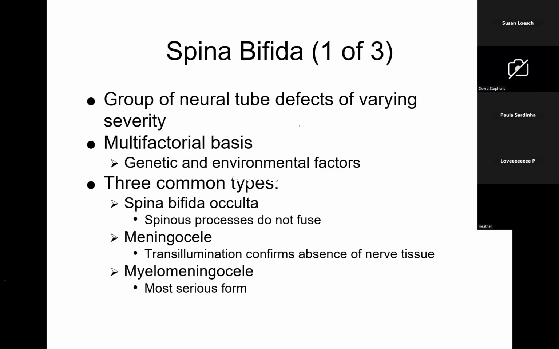And the most severe is myelomeningocele. This is the most serious form of spina bifida. We have herniation of the spinal cord and the nerves along with the meninges and the cerebrospinal fluid, causing considerable neurological impairment.